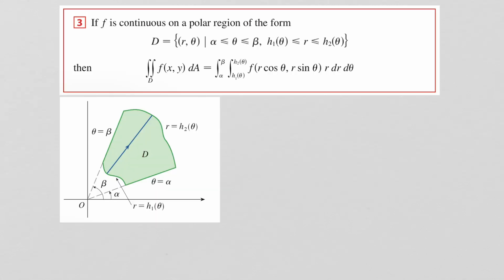We can generalize this process. If f is a continuous function on some polar region where theta is between two angles alpha and beta, but r is between two functions of theta, so not necessarily two numbers, but two functions of theta, we can still integrate using polar coordinates in exactly the same way. It's just that now r will be between two functions of theta instead of two numbers.